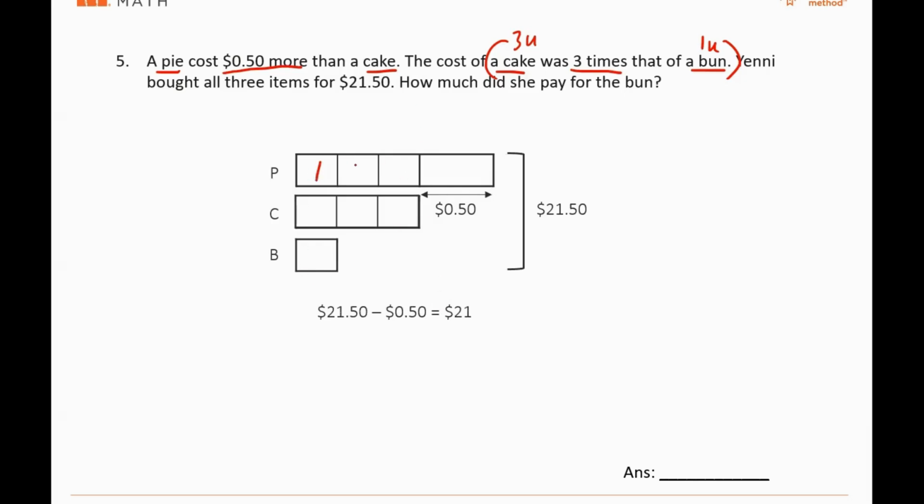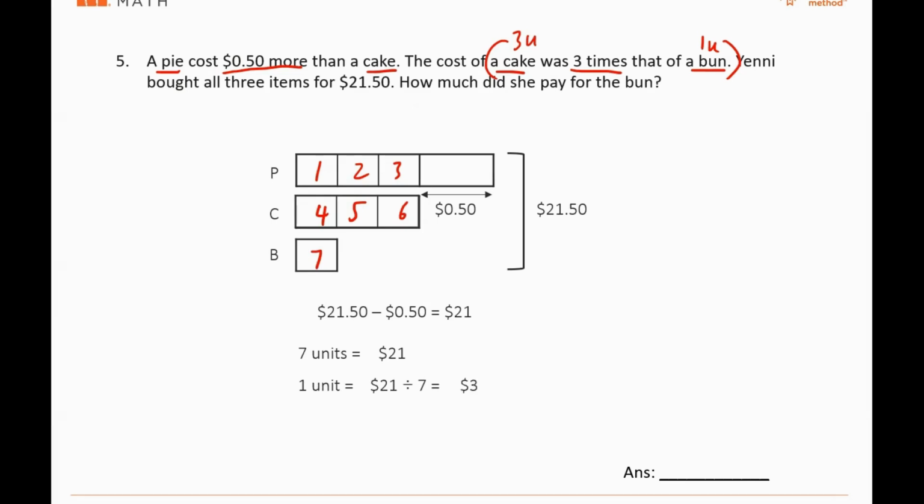So how many? 1, 2, 3, 4, 5, 6, 7 units. So 7 units equals $21. We always have to find 1 unit. You take $21 divided by 7 equals $3.